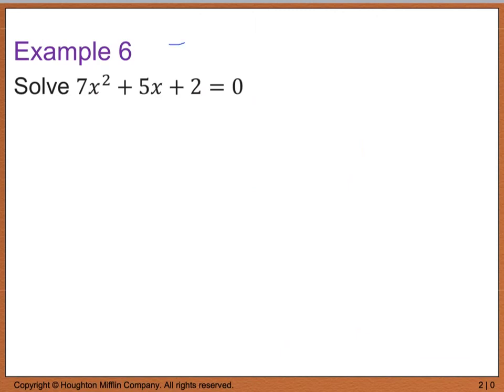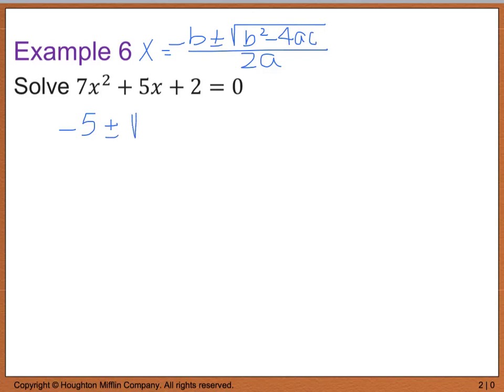The quadratic formula, for those of you that don't remember, is x equals the opposite of b plus or minus the square root of b squared minus 4ac, divided by 2 times a. So our b value is 5, so the opposite of 5 is a negative 5, plus or minus the square root of 5 squared minus 4 times a, which is 7, times c, which is 2. We're going to divide the whole thing by 2 times 7.